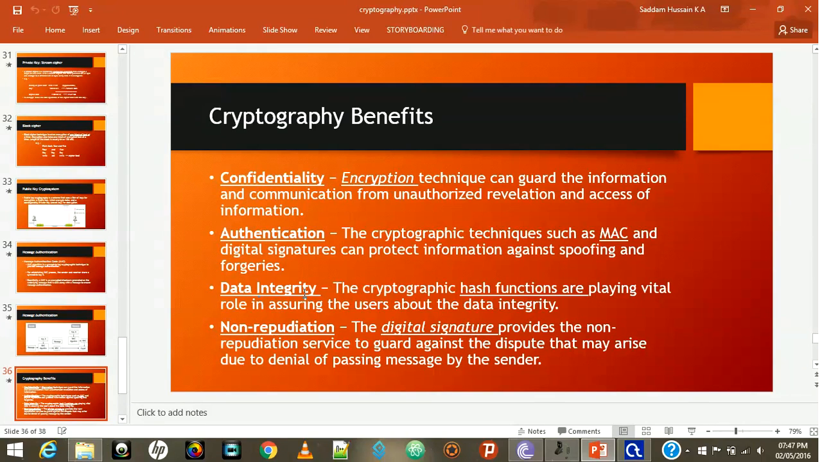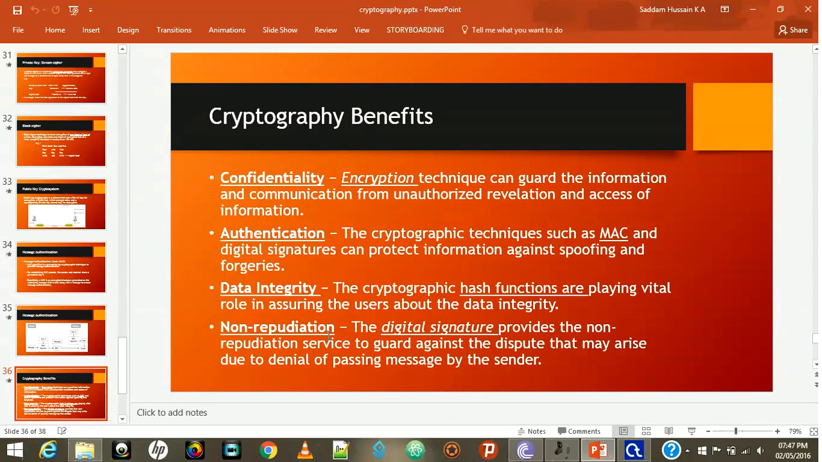Then we have data integrity. Cryptographic hash functions play a vital role in assuring users about data integrity. In cryptography we have hash functions, so no one can modify your account. Using the cryptography technique, no one can hack your account and get the money or something else. So that is a benefit of cryptography.